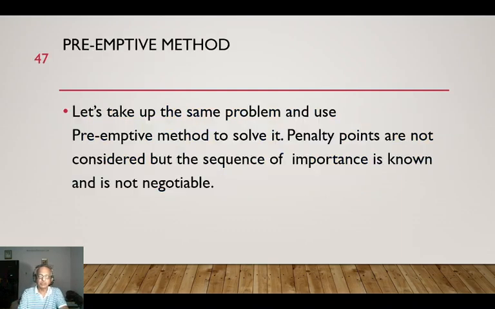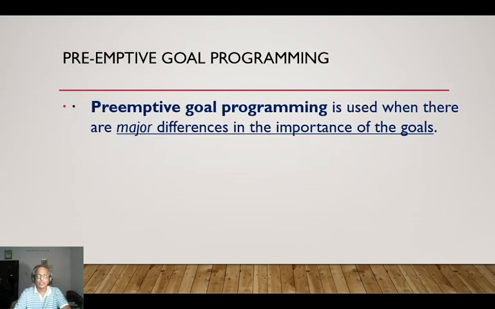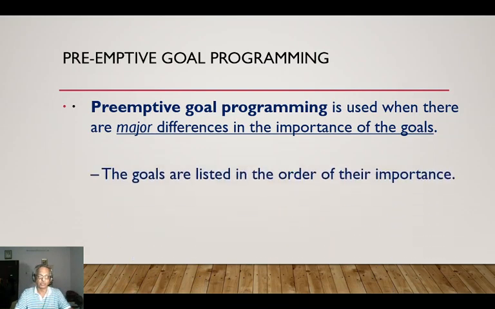In case of the preemptive method, let us take the same problem and use the preemptive method to solve it. Here penalty points are not considered, but the sequence of importance is known and is not negotiable. That means management puts maximum importance on this. So in this case, the preemptive method is recommended, when there are major differences in the importance of the goals.